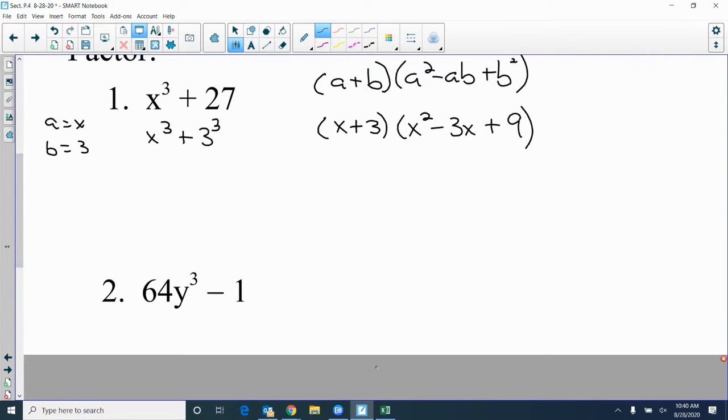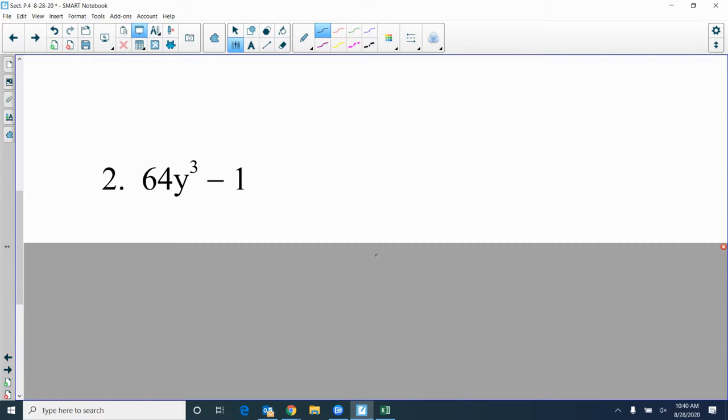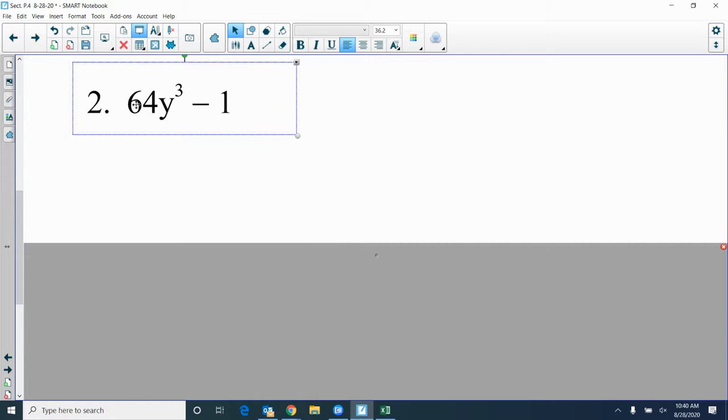Okay, for that. All right, let's take a look at this second one here. 64y cubed minus 1.